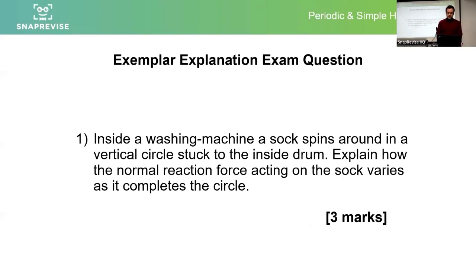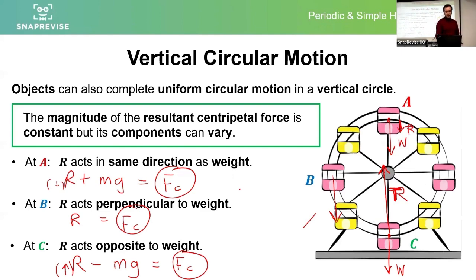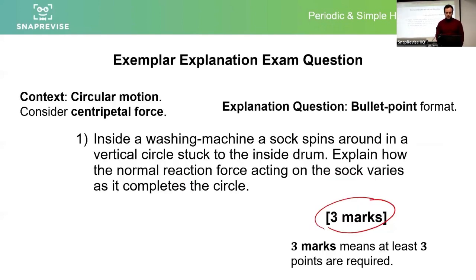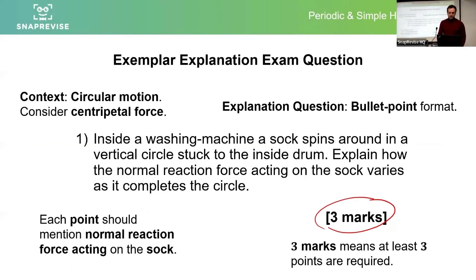Inside a washing machine, a sock spins around in a vertical circle stuck to the inside of the drum. Explain how the normal reaction force acting on the sock varies as it completes the circle. 3 marks, we want 3 different points. Very similar to the previous slide. We had 3 points, A, B, and C. Maybe that's a good structure to follow. It's only in bullet points, so don't write fancy sentences.